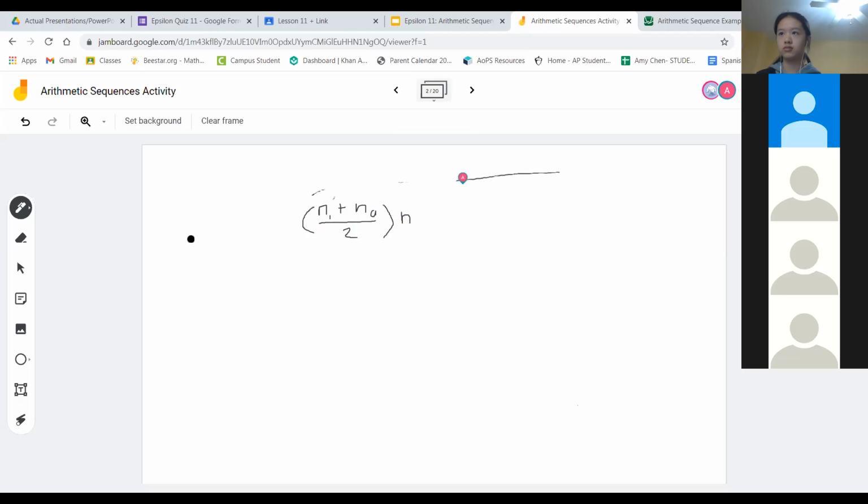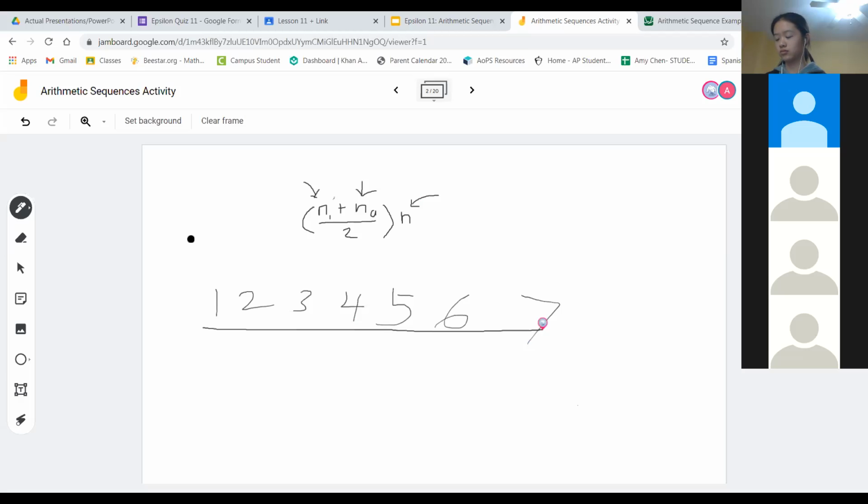So N1, this is the first term. NA, this is the last term. N, this is the total number of terms. And 2, well, everybody knows what 2 is. So Amy, just write an imaginary sequence. 5, 6, 7. All right, so we're going to use these 7 numbers that Amy wrote for us, all right?